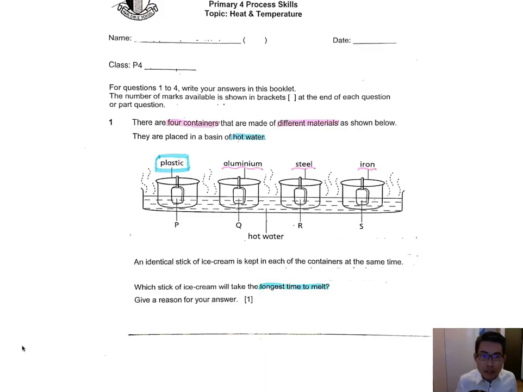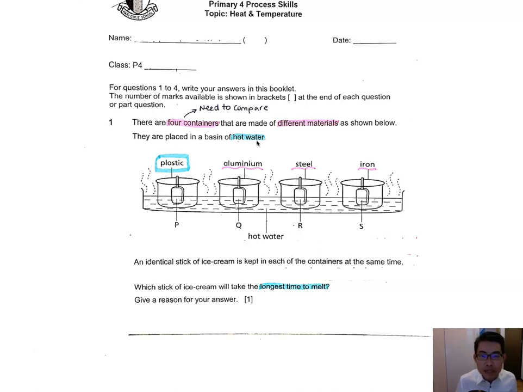Now, let's take a look at this question. There are 4 containers that are made of different materials, as shown below. They are placed in a basin of hot water. In one of my previous videos, I talked about words have meaning, and you got to pick up the words in a question that suggests to you what this topic is about. Nobody will tell you in the test that this is about heat energy. You got to make that conclusion and inference yourself.